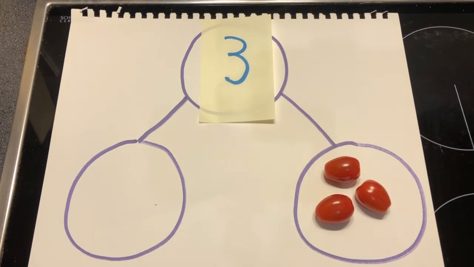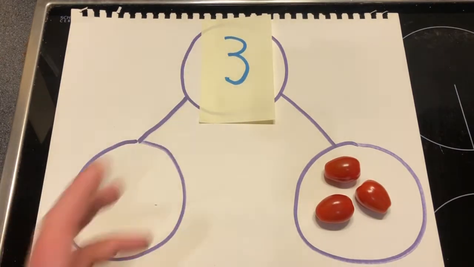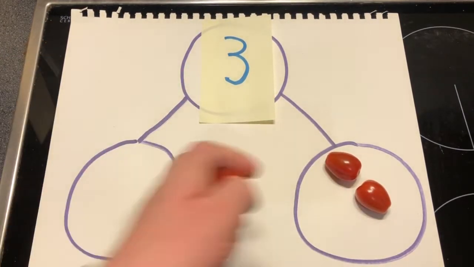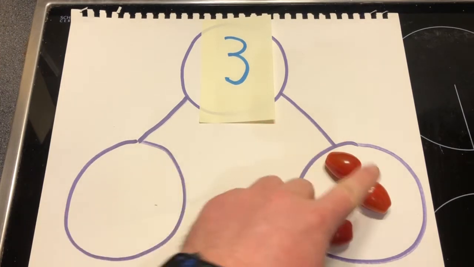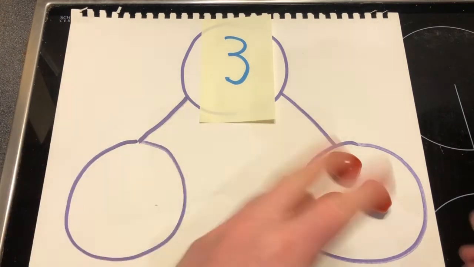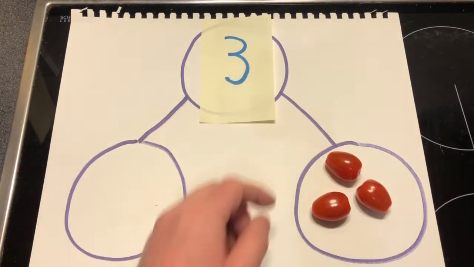If I move the tomato over to this side, is it still equal to 3? Yes, it is still equal to 3 because we've got 3 at the top, which is our whole. I've not added any more tomatoes. I've not taken any away. It's still the same. I've just moved them between the parts. So as long as you don't add any or take any away, you can move them between the parts to show how you can make that number.